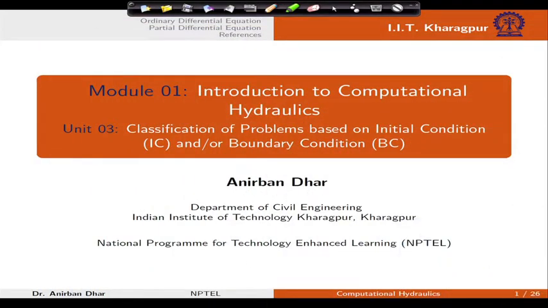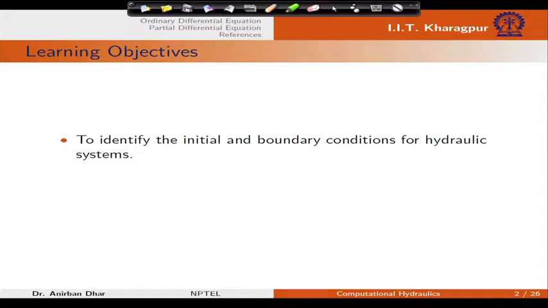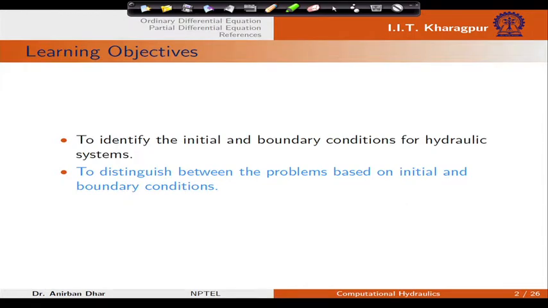Welcome to unit number 3 and lecture number 3, that is classification of problems based on initial condition and/or boundary condition. So, what are the learning objectives? First, to identify the initial and boundary conditions for hydraulic systems. Second, to distinguish between the problems based on initial and boundary conditions.